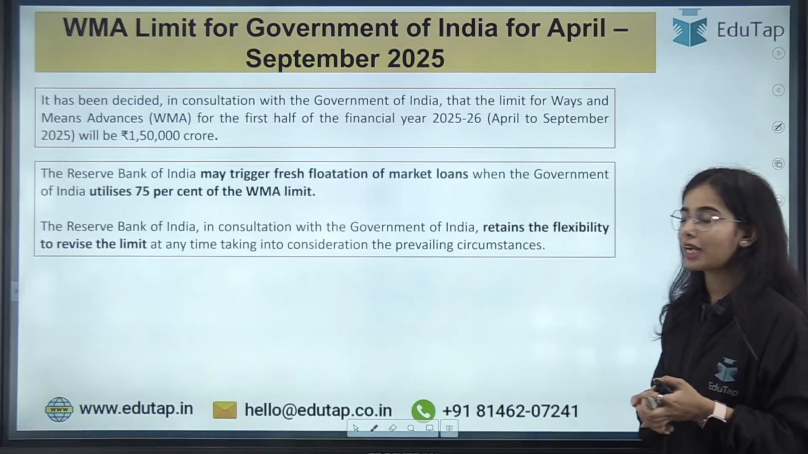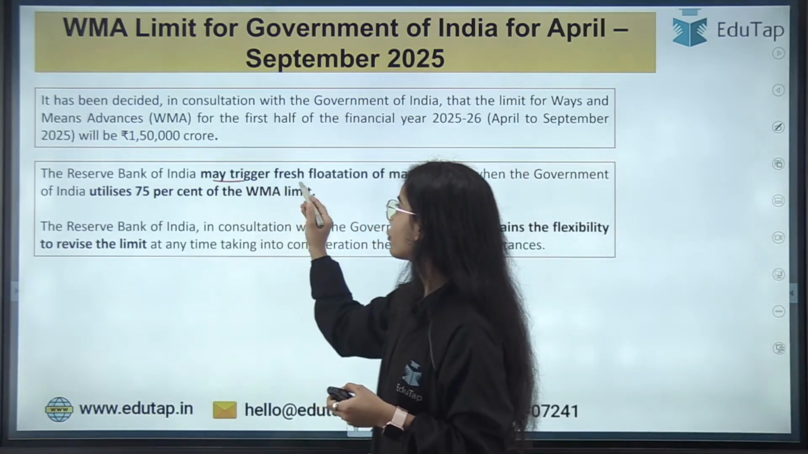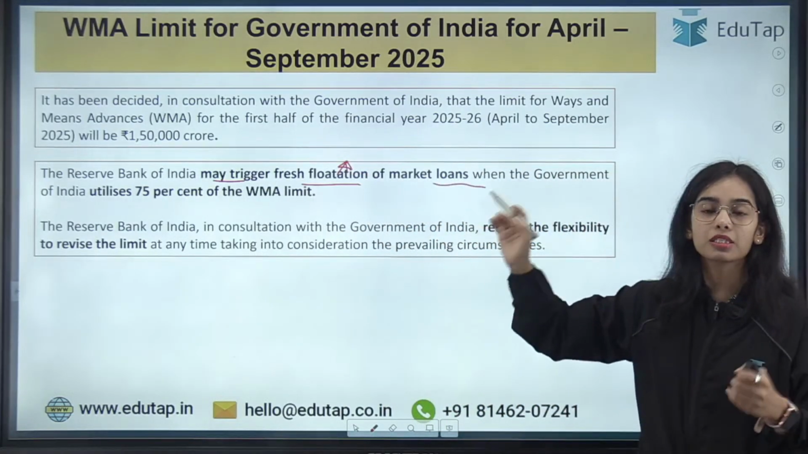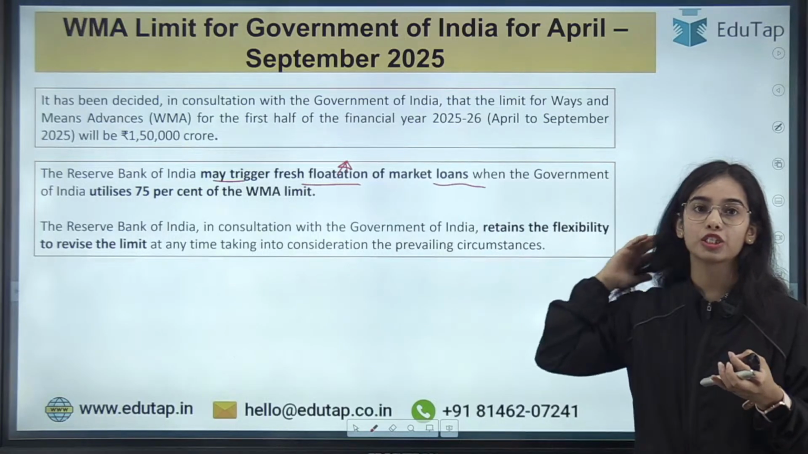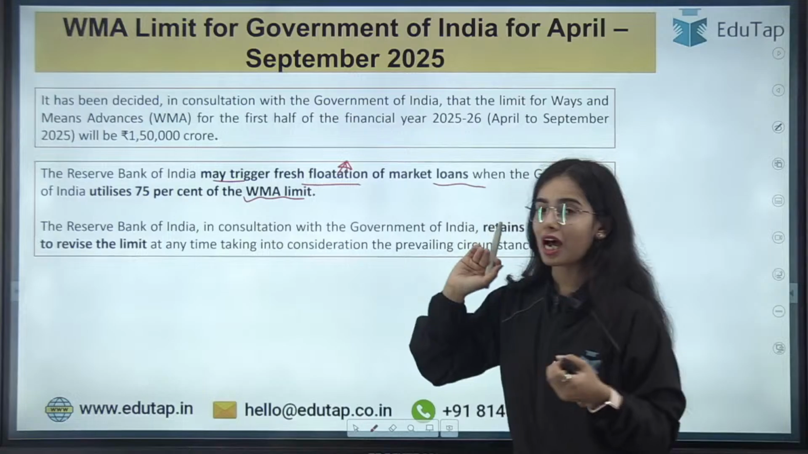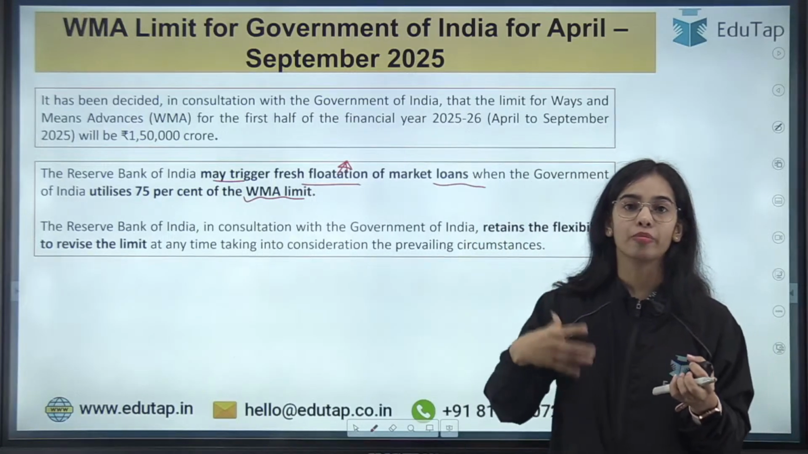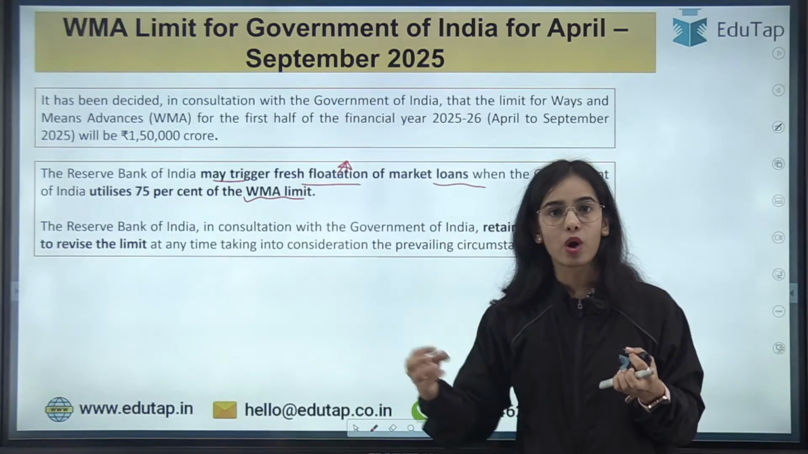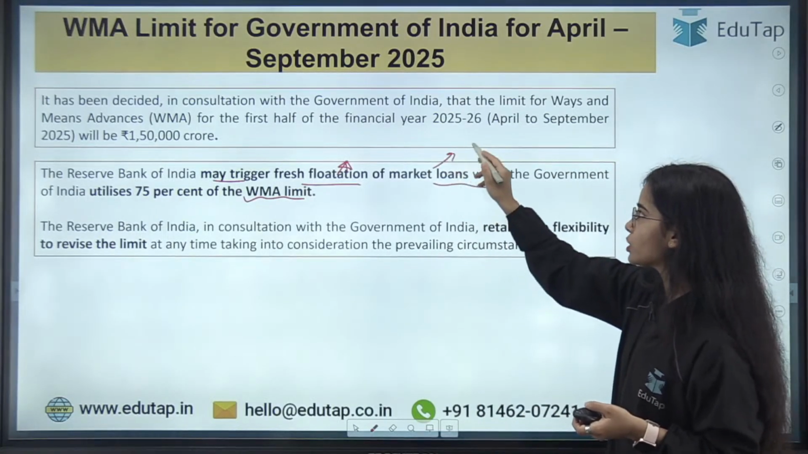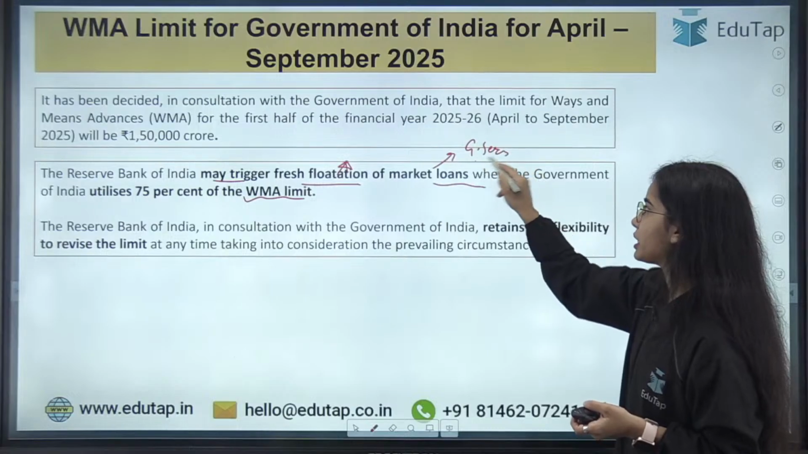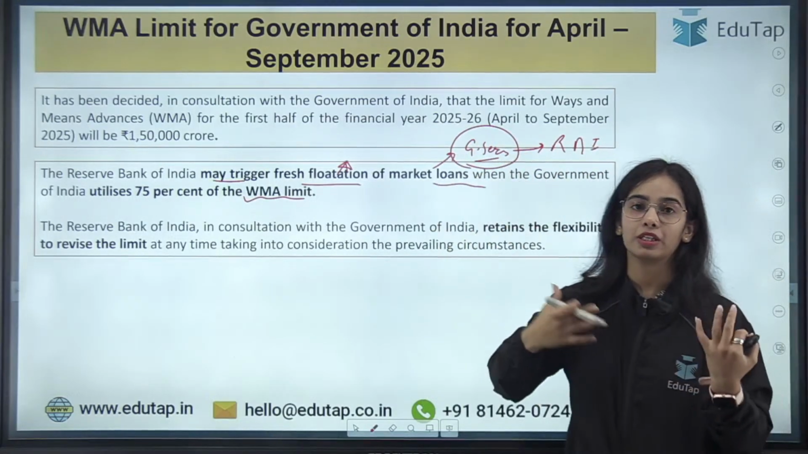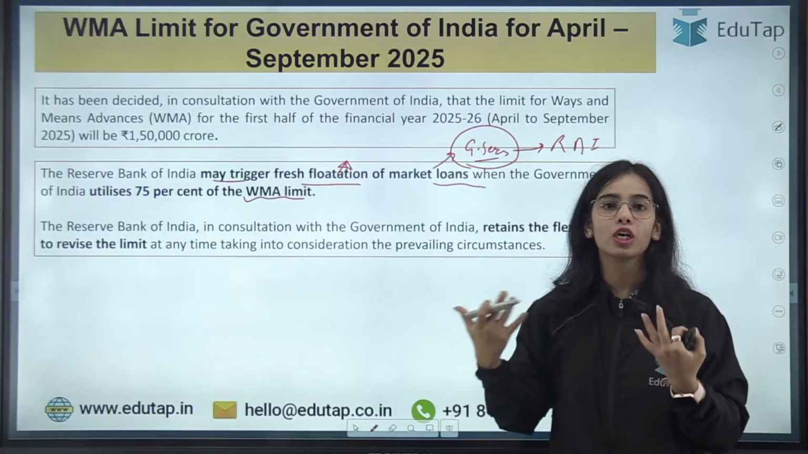Coming to the next point, that the RBI may trigger fresh flotation of market loans. That means if the government is using up to 75% of the WMA limit, the RBI, understanding that the government has more requirement of money, may release the fresh flotation of market loans, that is, new government securities will be released by the RBI, so that the government can collect the money through the new government securities.